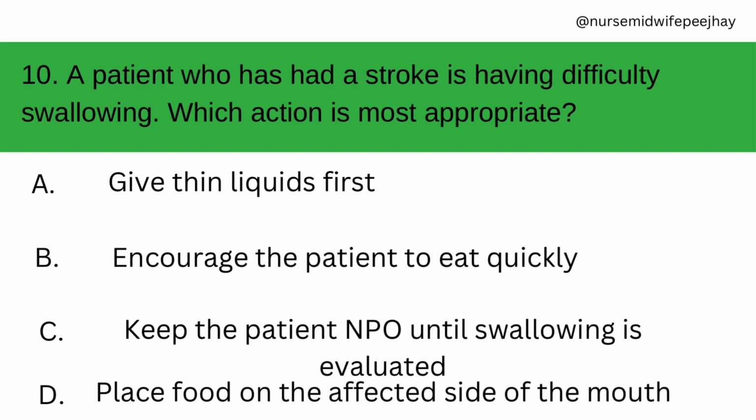10. A patient who has had a stroke is having difficulty swallowing. Which action is most appropriate? A. Give thin liquids first. B. Encourage the patient to eat quickly. C. Keep the patient NPO until swallowing is evaluated. D. Place food on the affected side of the mouth. The correct answer is C.